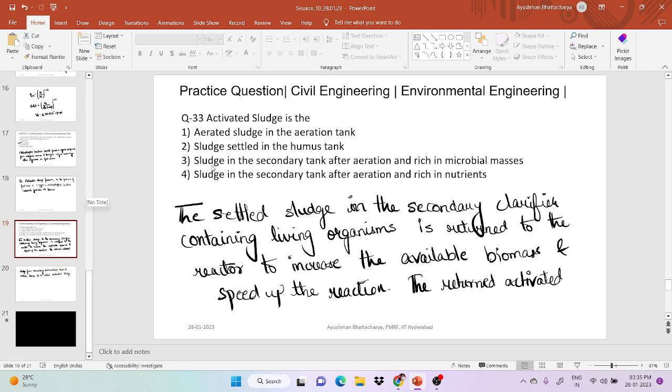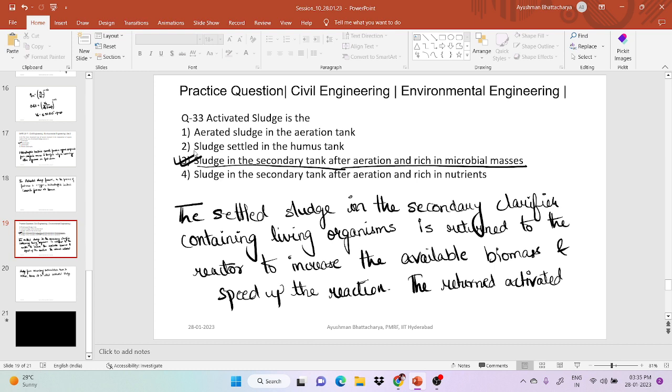So basically, the sludge in the secondary sedimentation tank after aeration and rich in microbial masses, this is the correct answer. What is activated sludge? Activated sludge is the sludge in the secondary sedimentation tank after aeration and rich in microbial masses. Okay, so this was about the questions. Now we will discuss a few of the concepts belonging to the ASP.